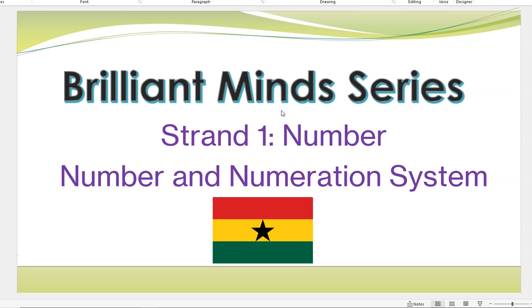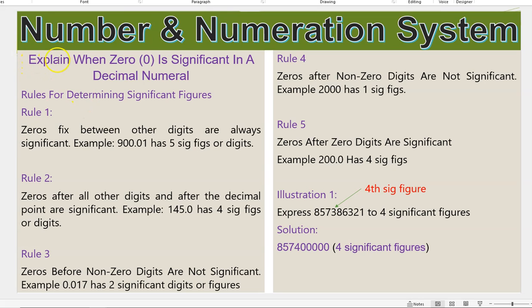In this video, we are going to learn something about significant figures and when zero becomes significant. This explains when zero becomes significant, and there are rules to determine whether or not zero is a significant figure.